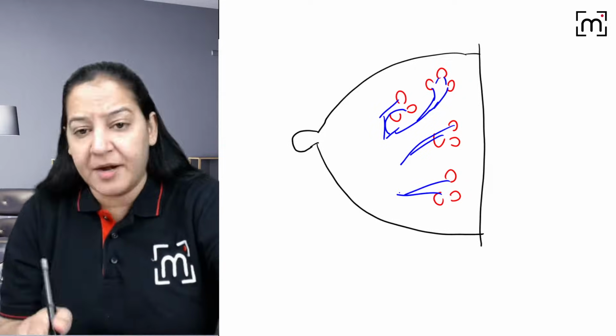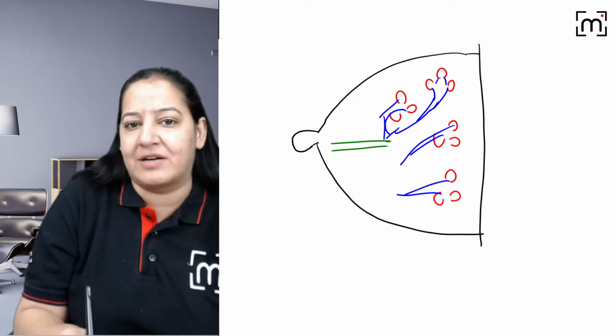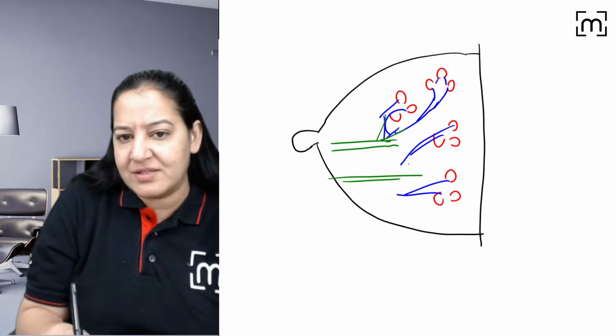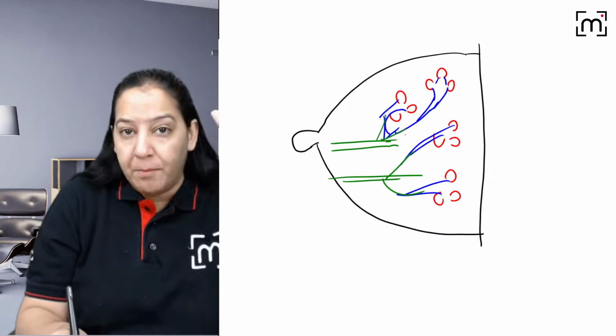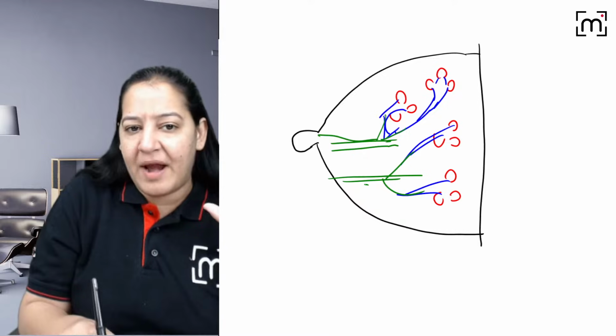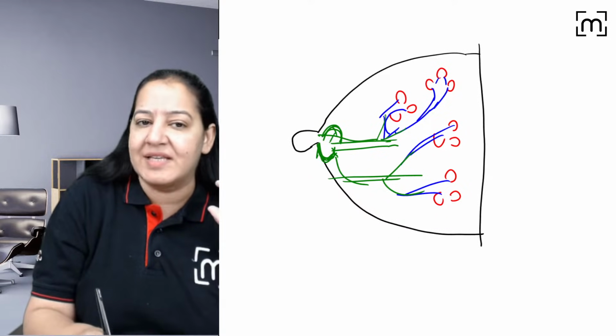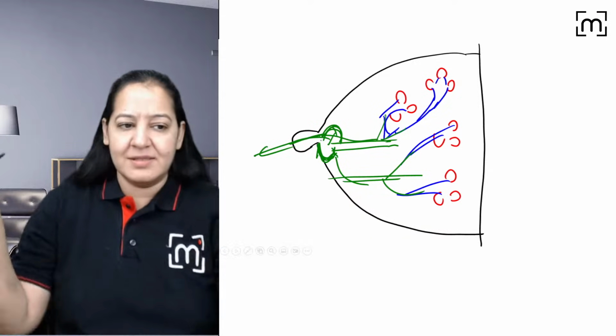Now multiple terminal ducts open in a lactiferous duct. So this is one lactiferous duct in which this is also opening. This is one lactiferous duct in which this is opening. Now multiple lactiferous ducts will come and form a sinus here. This is known as the lactiferous sinus, and it will open in the nipple. So this is the rough diagram.